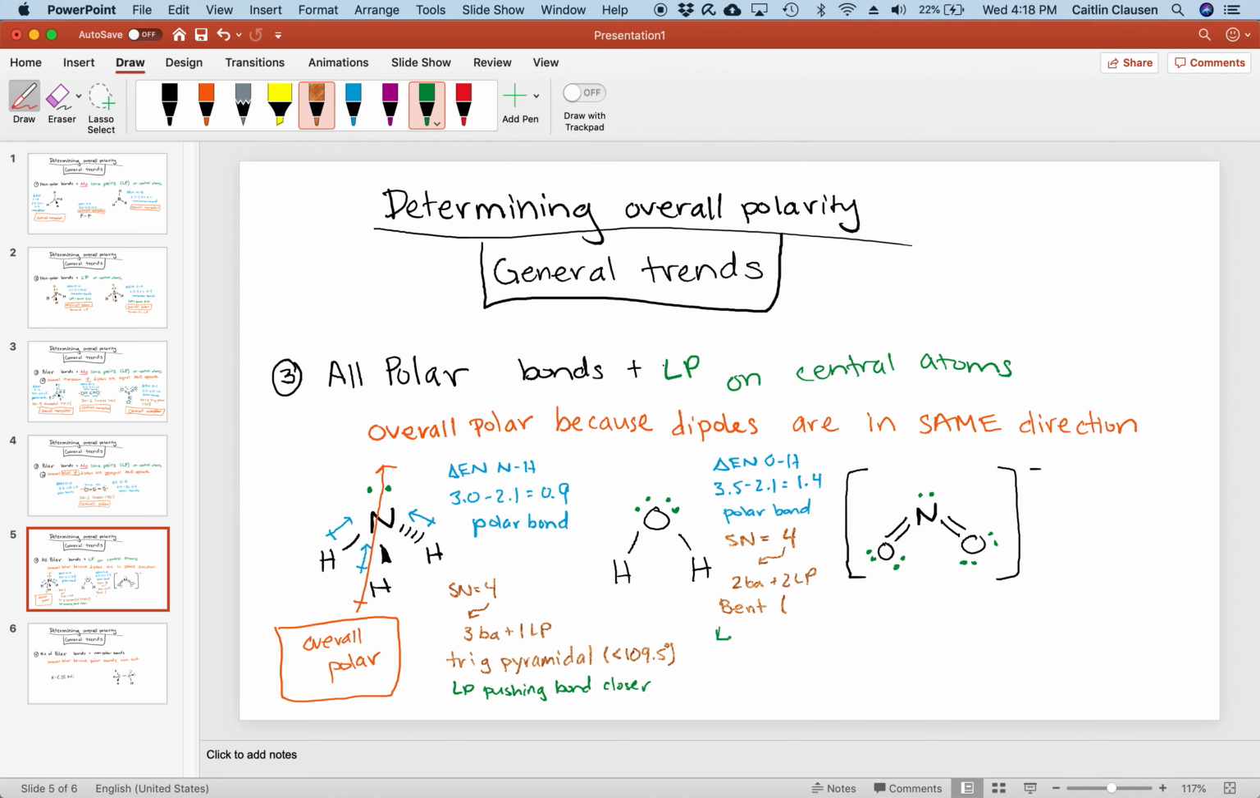Because the lone pair pushes bonds closer, we're not at truly 109.5. We are less than 109.5. That means our little vectors are equal and they're going in similar directions now, up towards the oxygen and those lone pairs. So we would consider this overall polar.